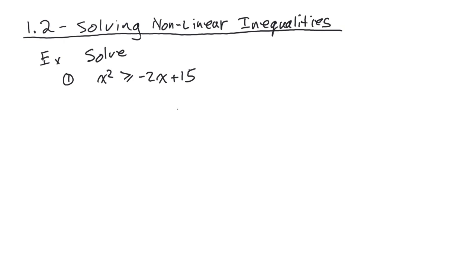So we have x squared is greater than or equal to negative 2x plus 15. So in order to do this problem, what you need to do is move all of your information for your nonlinear function to one side. So in this case, we've got x squared plus 2x minus 15 is greater than or equal to 0.